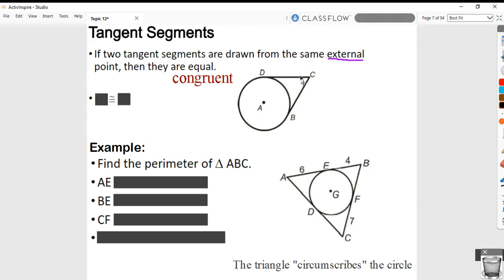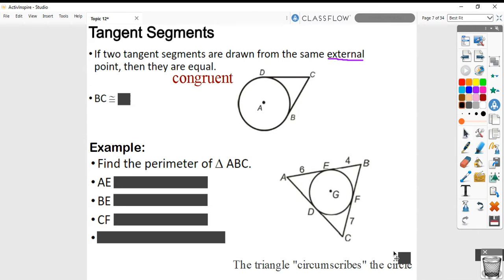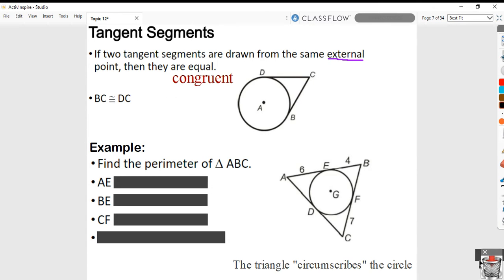Okay, so when we look at this diagram right here, we can see that CD and CB are both line segments. They are both tangent to the circle. Okay, they run right up next to the circle and just touch it at that one single point, point D and point B. And since they both came from this same point out here, they're both tangent, they both started at point C, then they are congruent to each other. BC is congruent to DC.